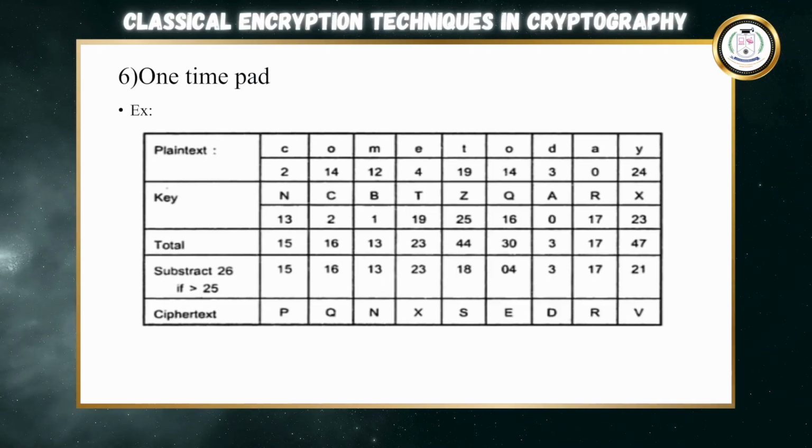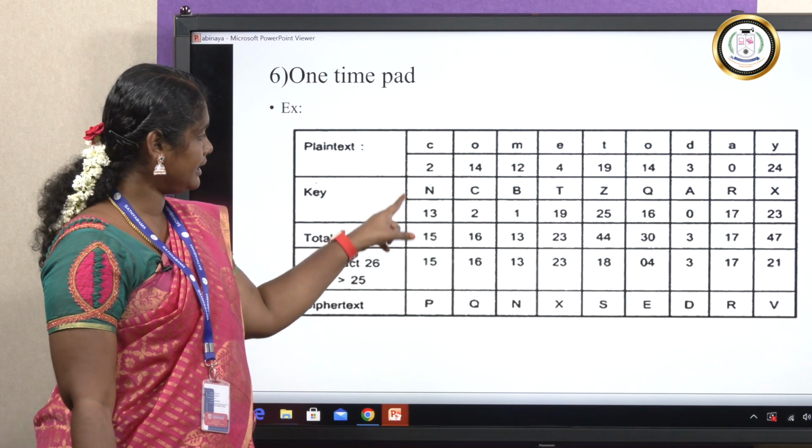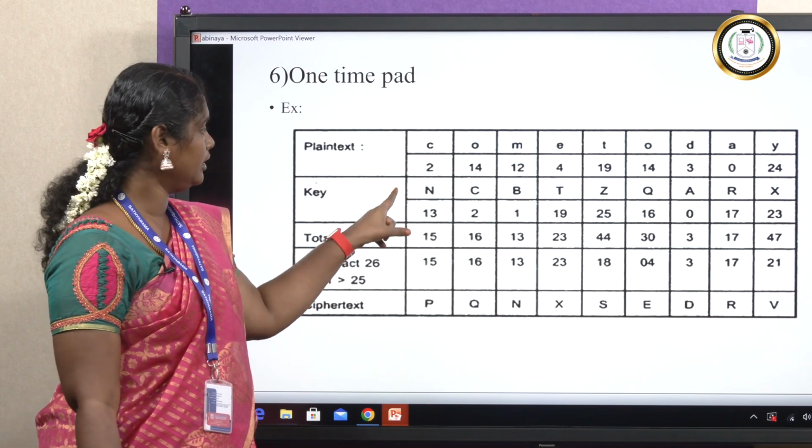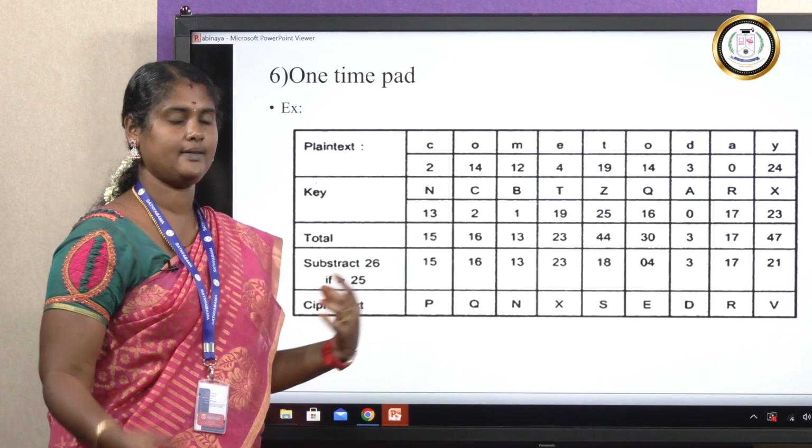So here C is 2, because A starts from 0, 0, 1, 2. So A, B, C. So here we are having a 2. Like that, N we are having 13. After that we need to perform an addition. So 13 plus 2 is 15. 14 plus 2 is 16. So like that now we are receiving some numbers.